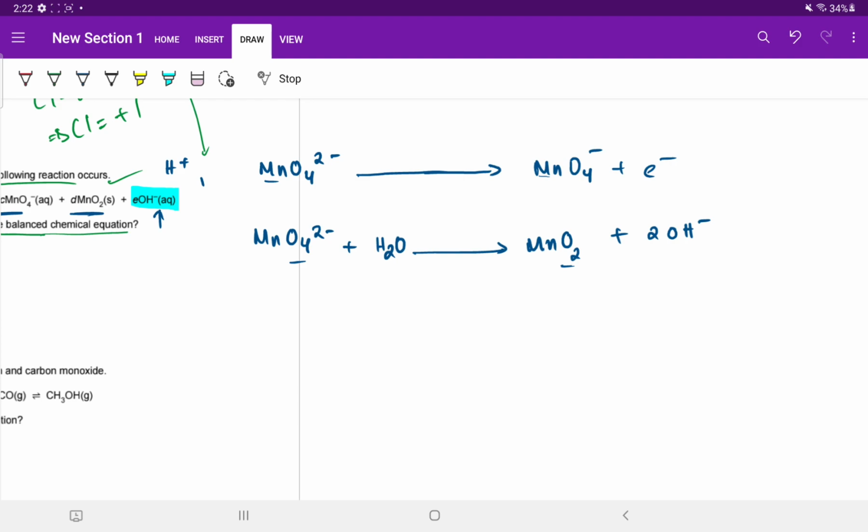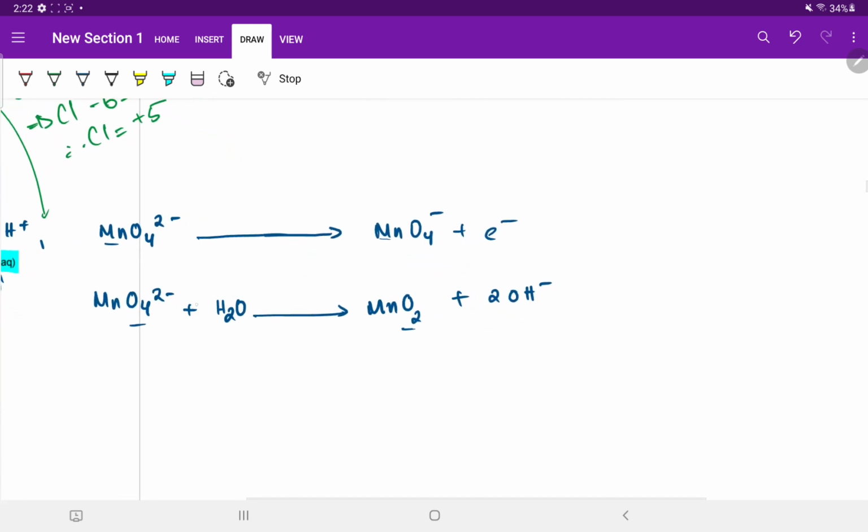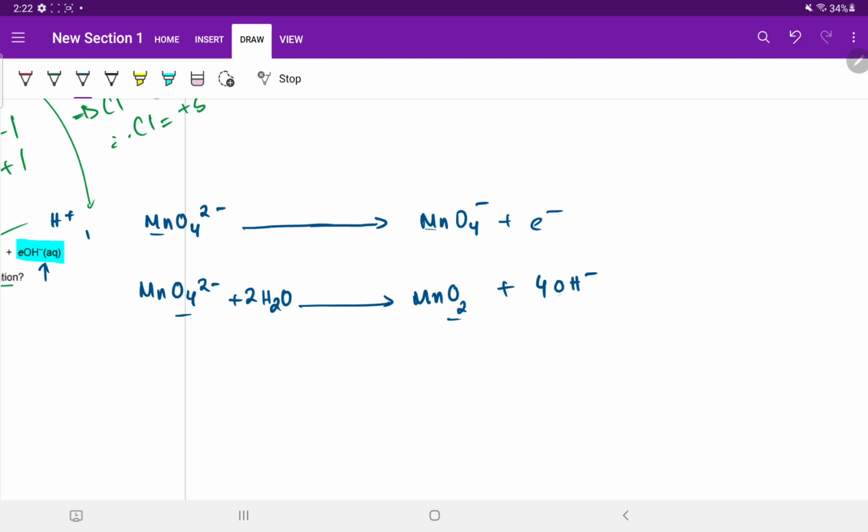Okay, so now in order to balance the oxygen atoms, we can do one thing. We can just make 2 moles of water, and we can just make 4 moles of hydroxide. So that means 4 plus 2, 6 oxygen, 2 plus 4, 6 oxygen, and 4 hydrogen. It's better not to change this manganese thing, because that would lead to more balancing and that will make it more complicated. So now we need to balance out the electrons.